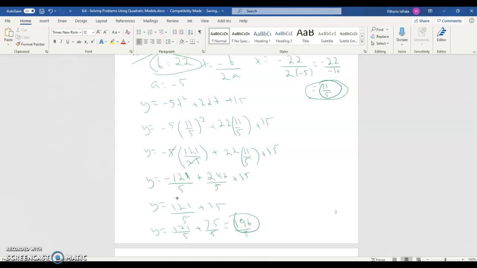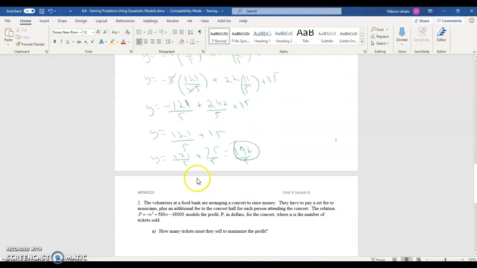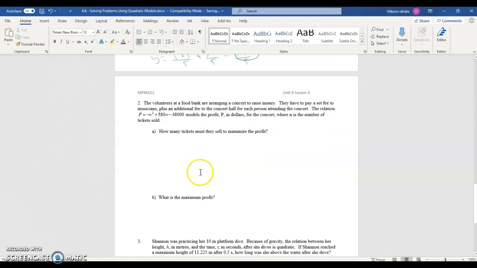Again, from the standard form, to find your axis of symmetry, you simply do x is minus b over 2a, and you know the axis of symmetry would be the x value where the y value is at its maximum or its minimum, depending on the shape of the parabola or the opening of the parabola. So let's go try our next question, question 2.